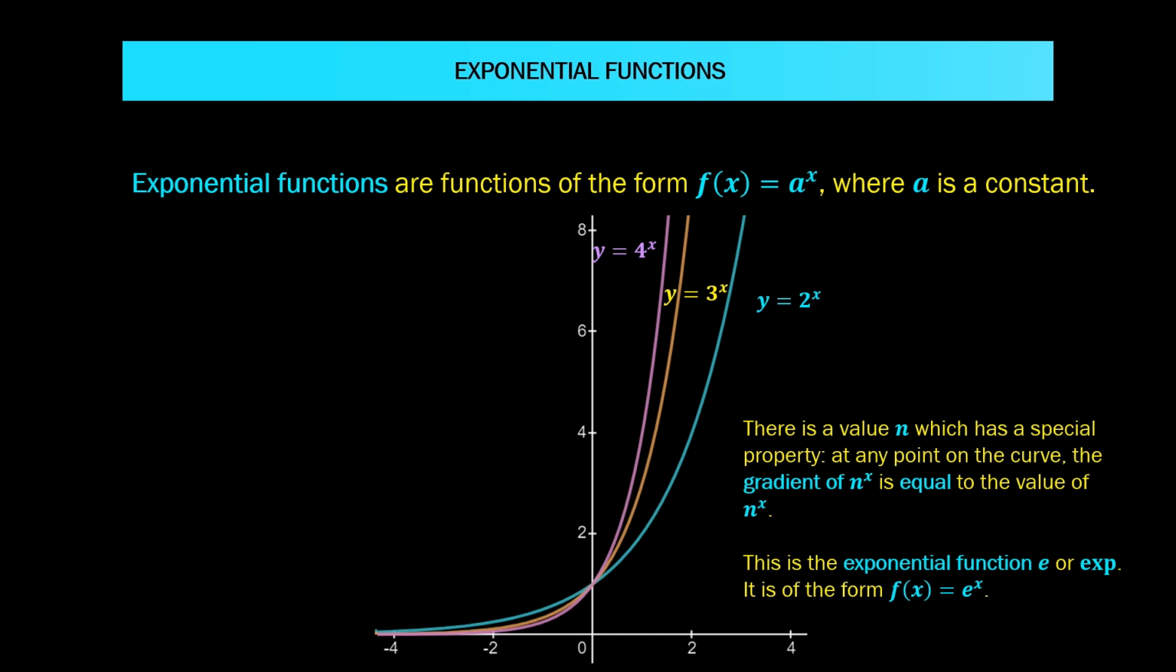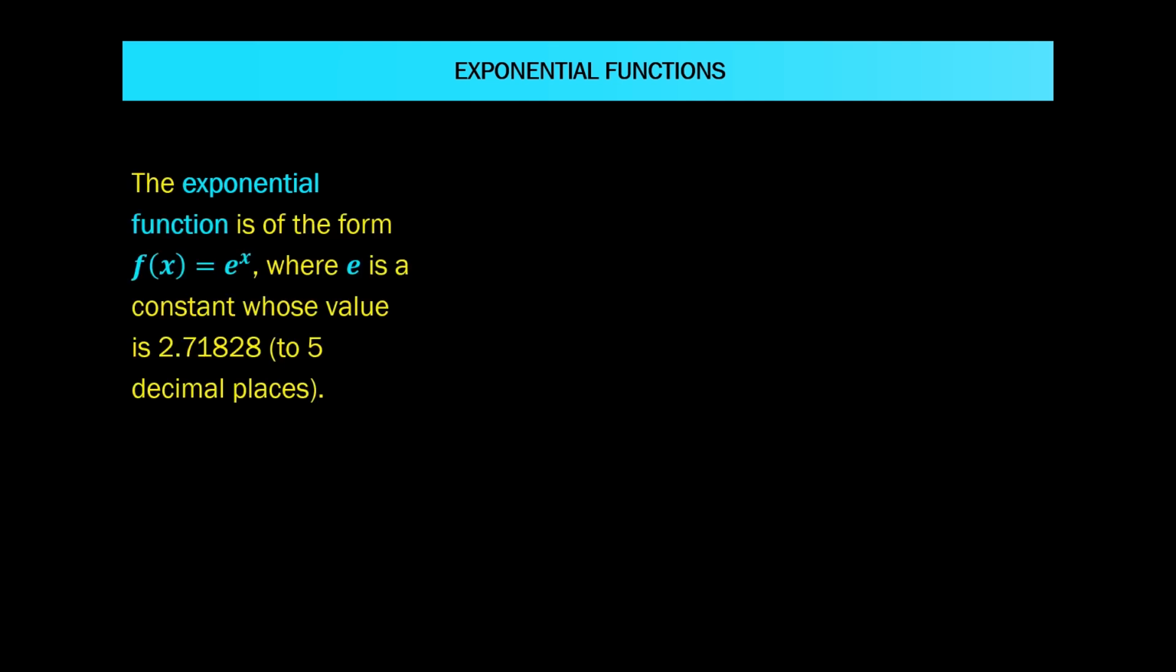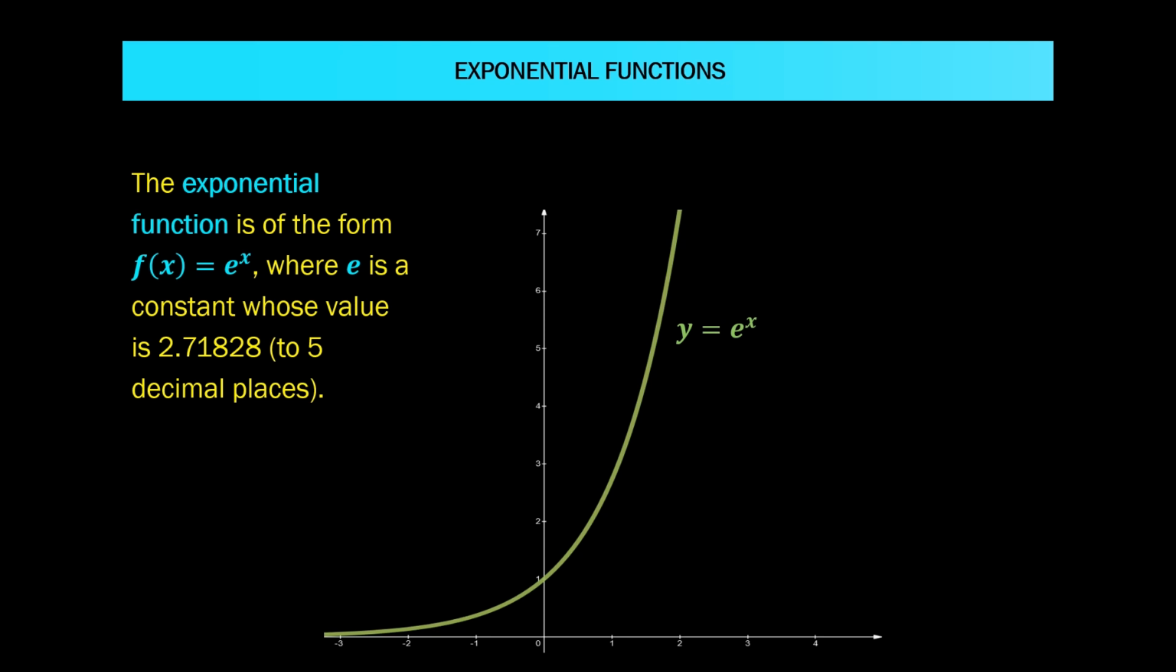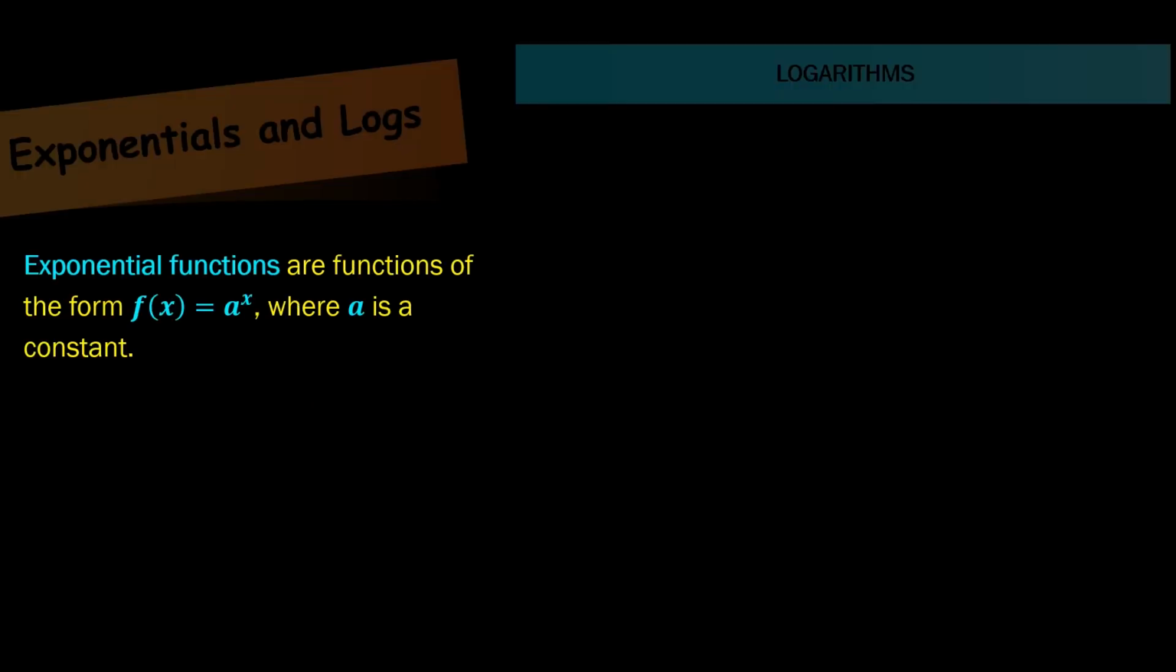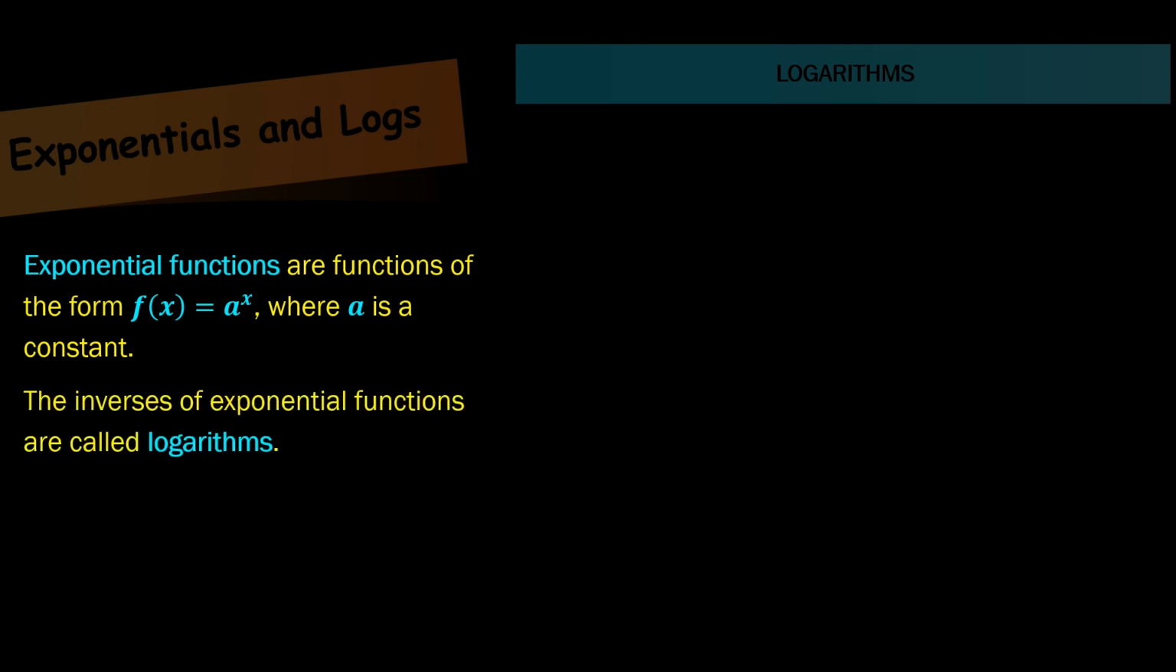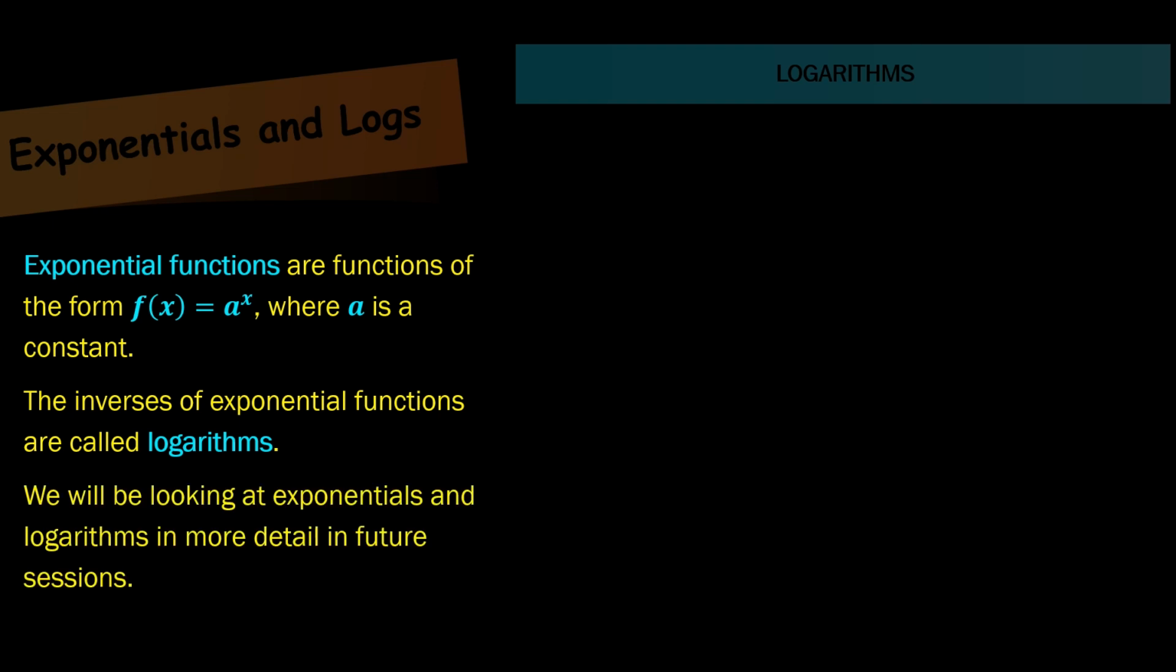E is a constant value whose value is approximately 2.71828 to 5 decimal places. And it looks something like this. We can find inverses of exponential functions. These are called logarithms. We will be looking at exponentials and logarithms in more detail in future sessions.